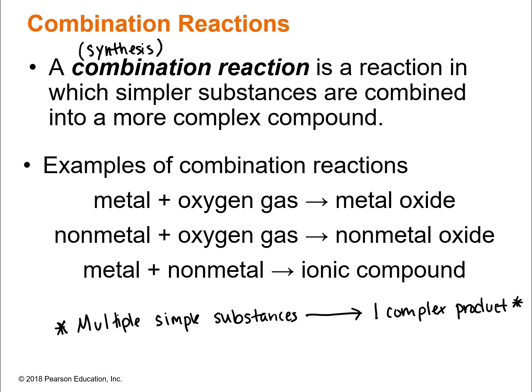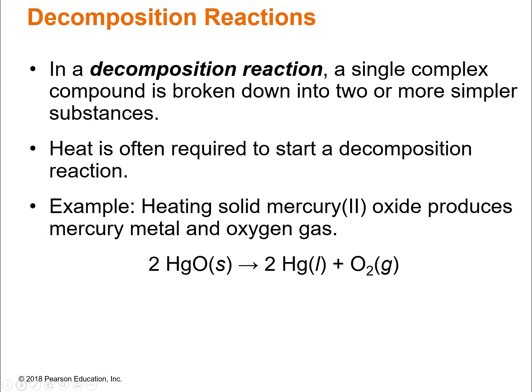Now, if you're trying to jot stuff down, you can let me know that you need me to wait. Otherwise, I'm going to cut through these a little bit fast just so we can get to balancing equations. We have some other topics to cover too within the types of reactions. So this is pretty straightforward. Second type, decomposition reactions. With a decomposition reaction, you're taking a single complex compound and breaking it down into multiple simpler substances. So it's like the reverse of a combination reaction.